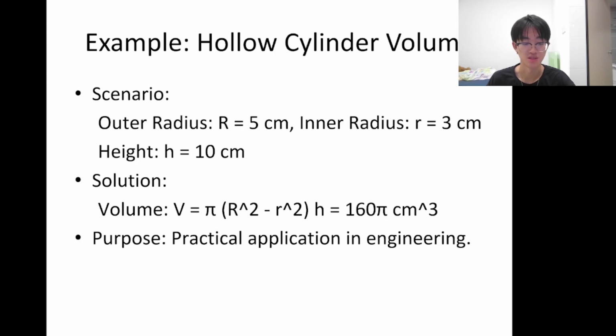And the next example, the volume of a hollow pipe. It is to calculate the volume of a hollow pipe with an outer radius of 5, an inner radius of 3, and a height of 10. First, we define the radius and height. Outer radius is 5, inner radius is 3, and height is 10. Then set up the volume formula and perform the calculation. And the volume is 116π.